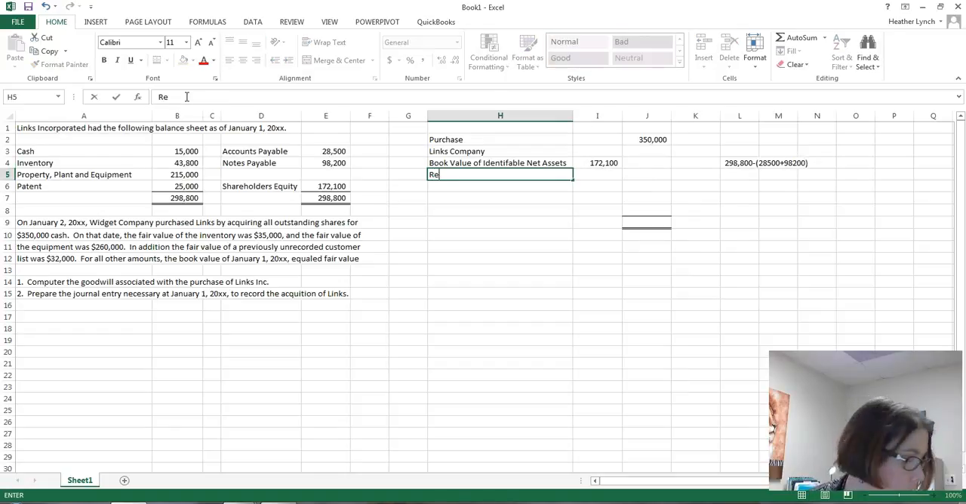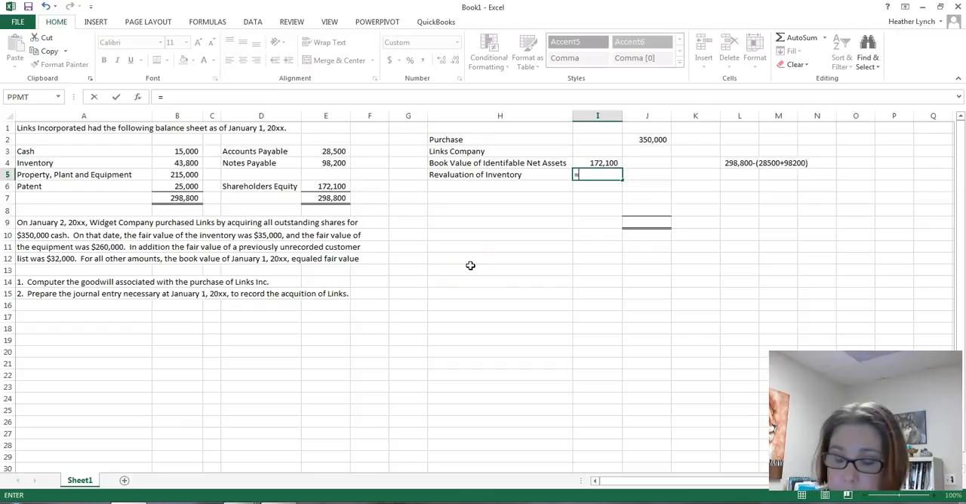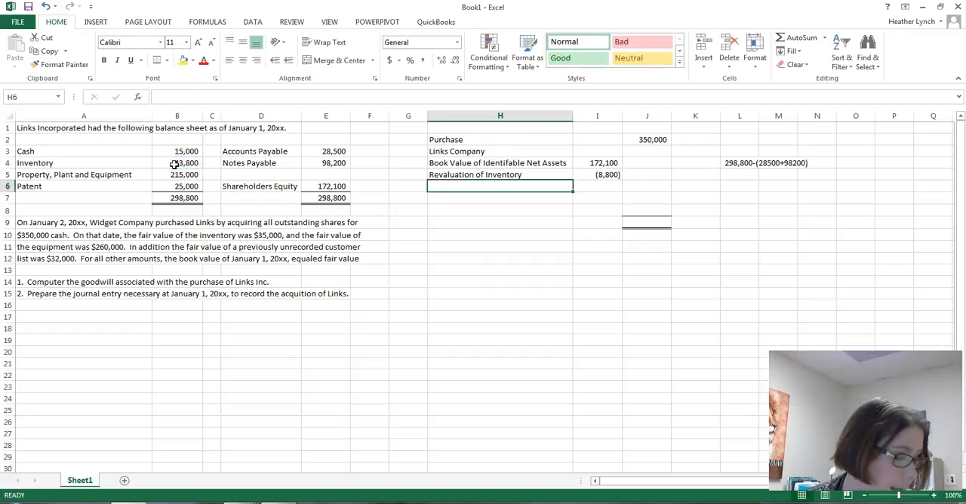Then we need to do the reevaluation of inventory. I have inventory at 43,800, but the fair value of the inventory was 35,000. So we take that $35,000 minus our current inventory. That gives us a valuation. We went down on our inventory by 8,800.